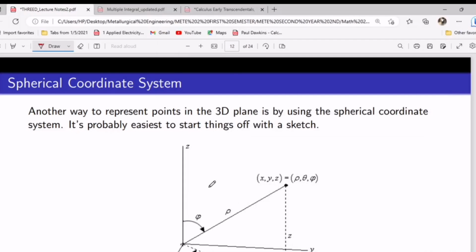In this video, we are going to talk about the spherical coordinate system. From the previous video I did on the three-dimensional coordinate system, we talked about the cylindrical coordinate system. This is the spherical coordinate system. It's another way to represent points in 3D, and it's the easiest to sketch.